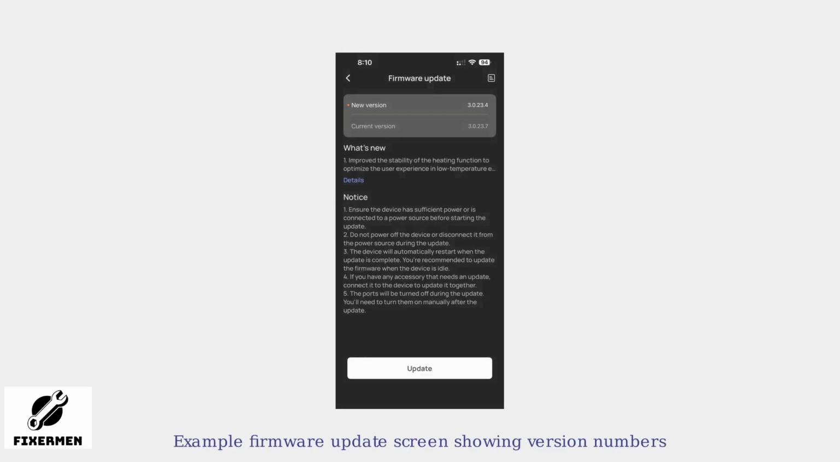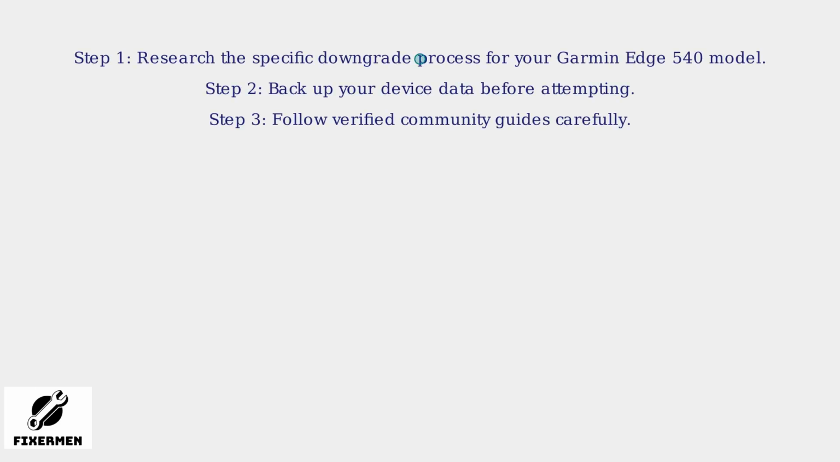Proceed with caution. This screenshot shows a firmware update screen displaying current and new version numbers. For downgrading, you'd select an older version. First, research the specific downgrade process for your Garmin Edge 540 model on official forums or community sites. Second, back up your device data. Third, follow verified community guides carefully.